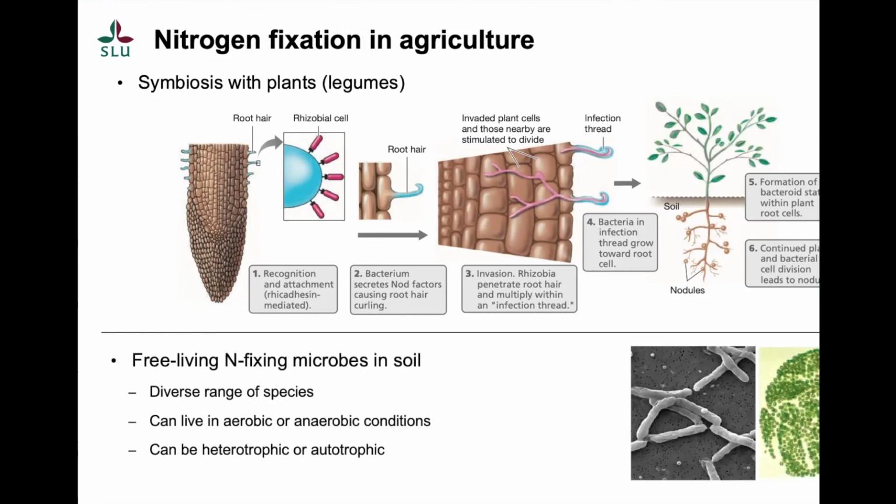But that's not the only way. You have free-living nitrogen fixation, and this is a diverse range. These are just organisms that are living freely in the soil. It's a diverse range of different species, some of which are aerobic or anaerobic, and some of which are heterotrophic, so they're using carbon for basic heterotrophic metabolism. Or there are cyanobacteria, which are photosynthetic, but they also fix nitrogen.